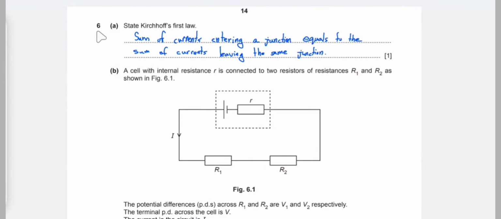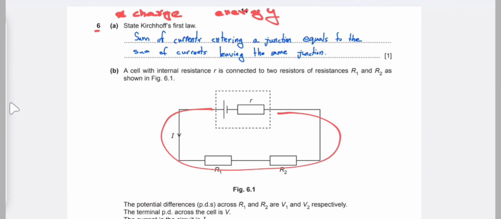For question 6 part A, state Kirchhoff's first law. So the first law is the conservation of charge, and the second law is the conservation of energy. For the first law, since it is the conservation of charge, the sum of current entering a junction equals the sum of the current leaving the same junction.